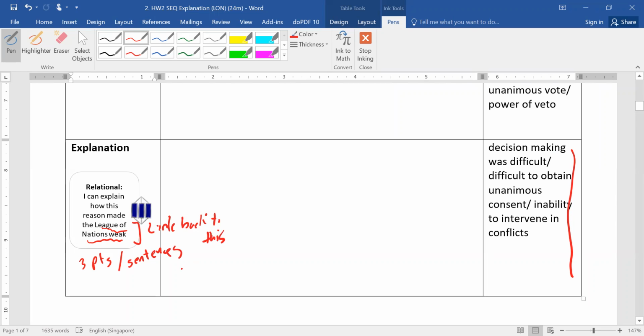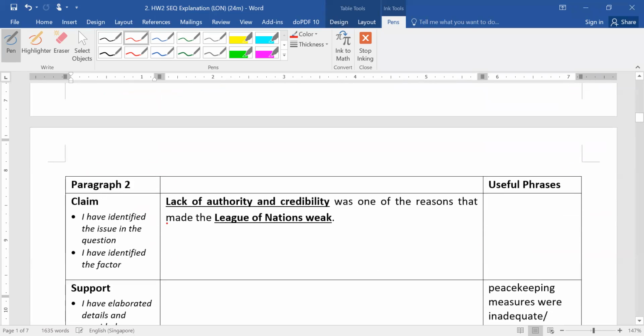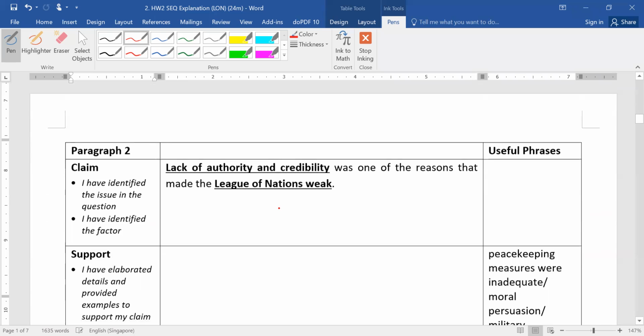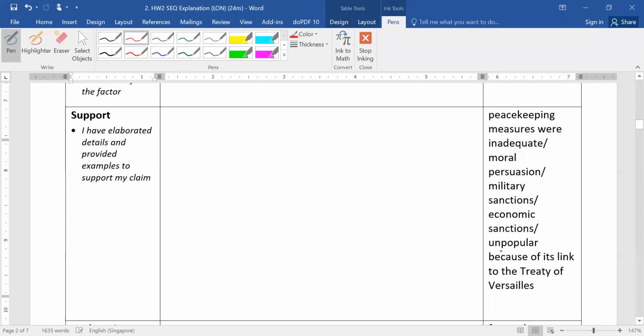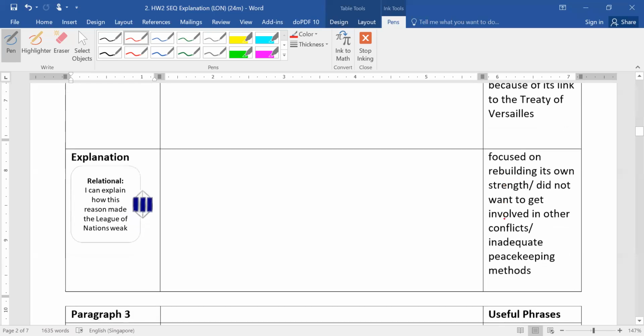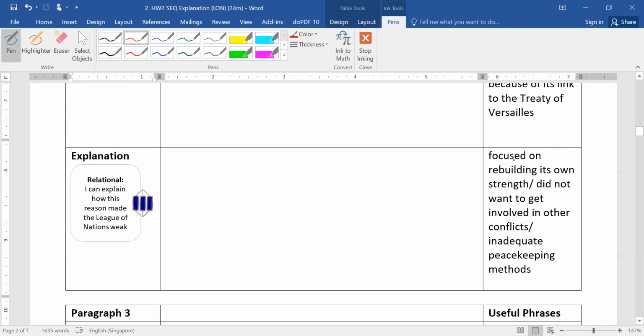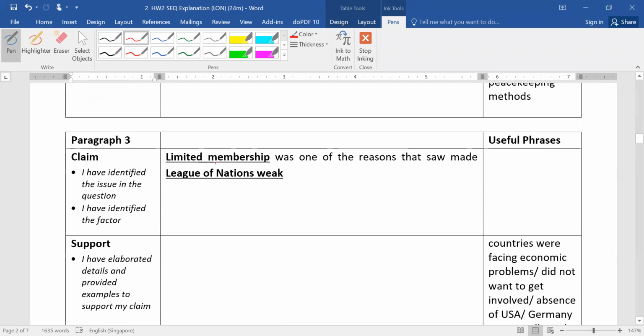All right. So show you quickly. Paragraph 2 is about lack of authority and credibility. What does it mean? Use the helping words at the side, or refer to the textbook if you do not know what these helping words mean. Same thing, explain how lack of credibility will make it weak. Same thing for paragraph 3.